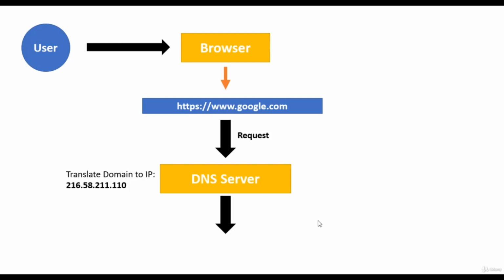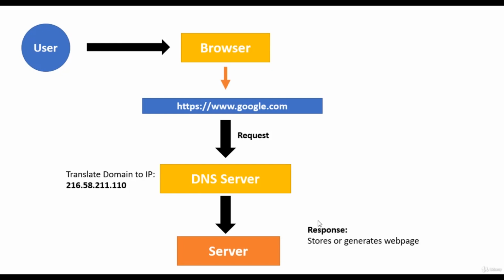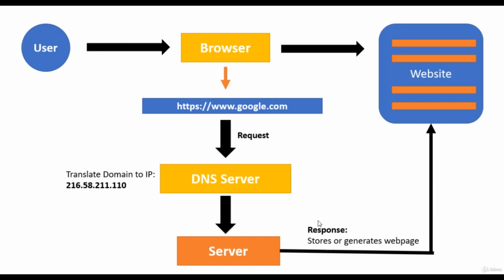And after that, the request is sent to the main server with that IP address. The www.google.com official homepage will be generated on the server, and then it will be sent to the client. And in this way, we will access the website. So this is the complete working of our website.